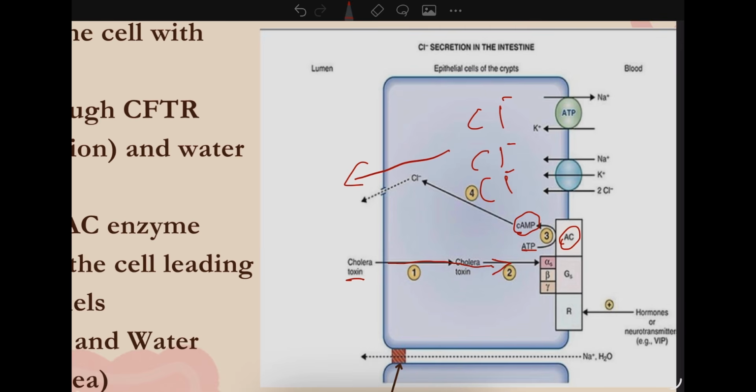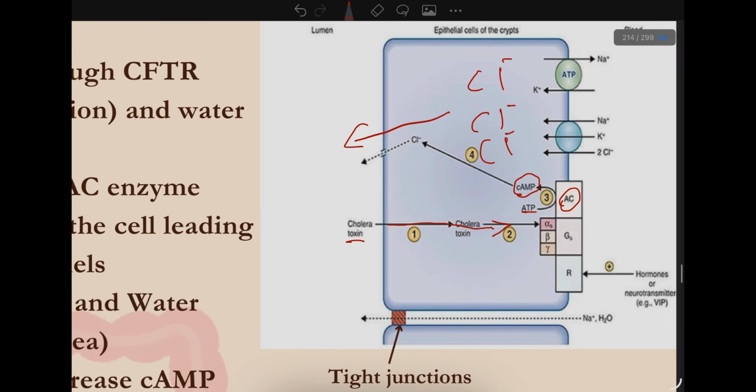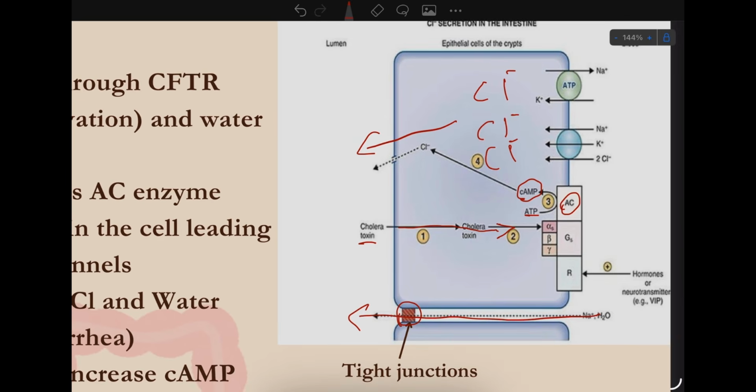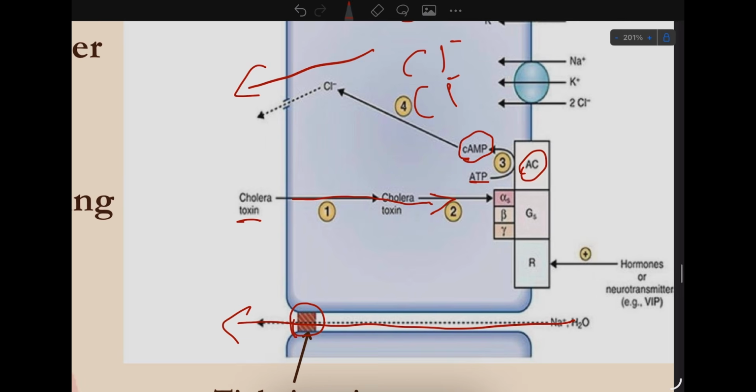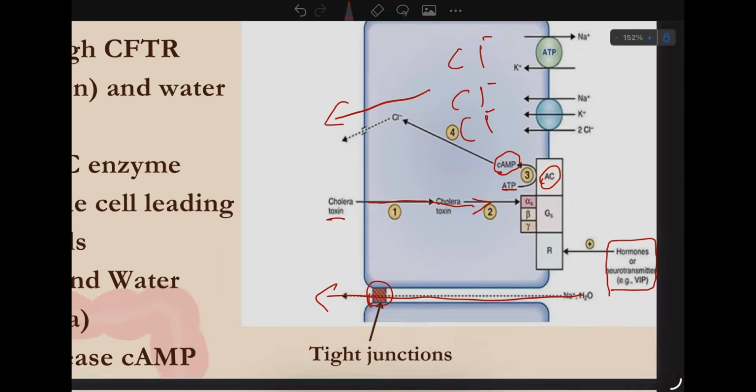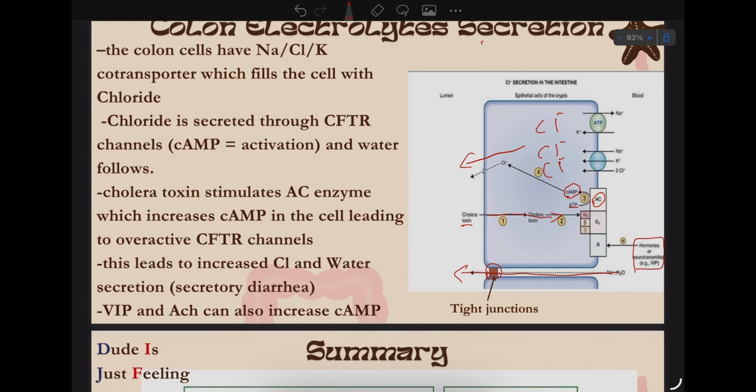Who follows ions? Can you remember? Yes, water will follow. And by the way, in the colon we have tight junctions, because she asked about it somehow. So these are tight junctions, but water can also follow. Easy. Now another thing is that VIP can also increase adenylyl cyclase and give similar effects. This is why, if you remember when we talked about secretory diarrhea a couple of minutes ago, we said that VIP can also affect. Does that make sense now?